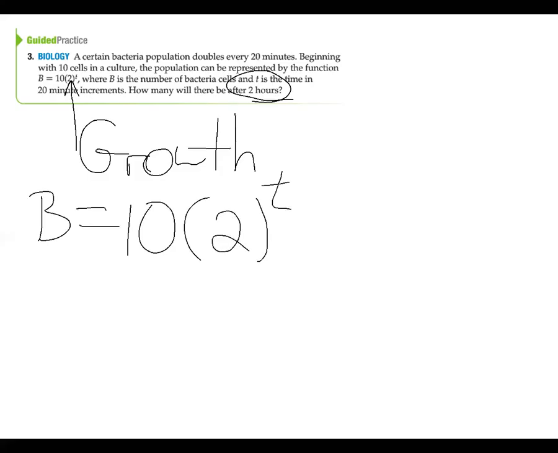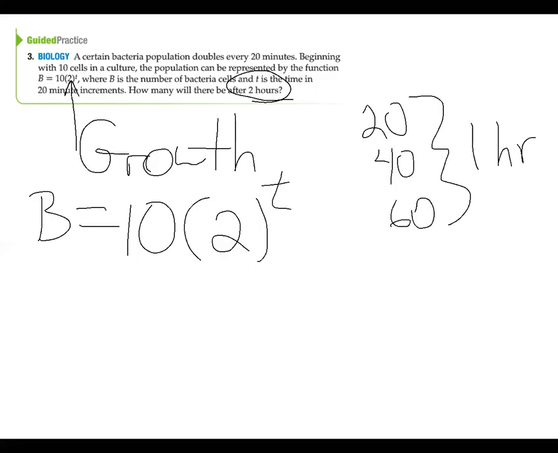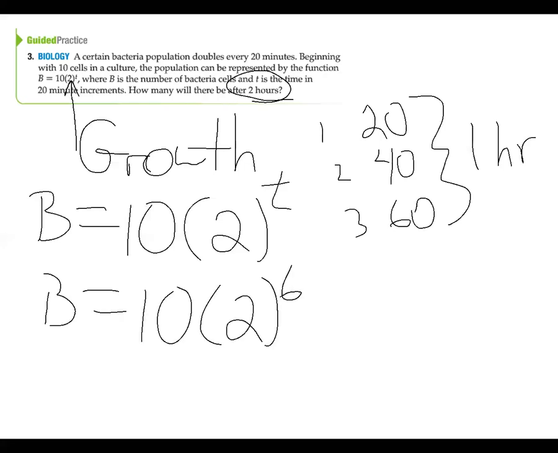You don't want to just put 2 in here because t represents the number of 20-minute increments. If you put 2 in, that'd be two 20-minute increments, which is only 40 minutes. So you have to figure out how many 20-minute increments are in 2 hours. Well, 20, 40, 60 would be 3 twenty-minute increments, and that's 1 hour. So if I want 2 hours, I'd have to use 6. So B equals 10 times 2 to the 6th power.